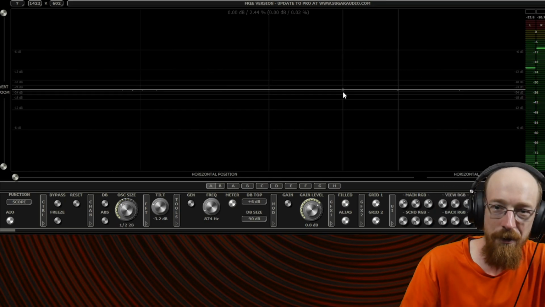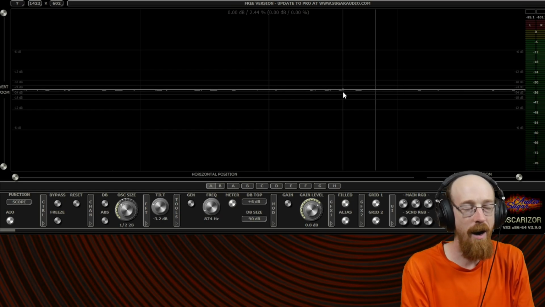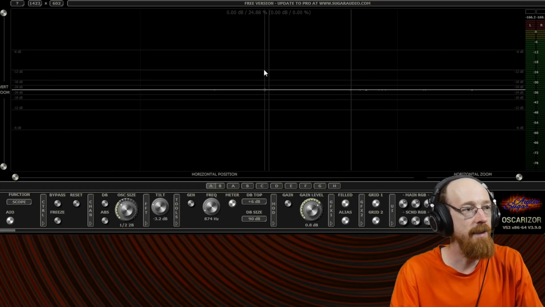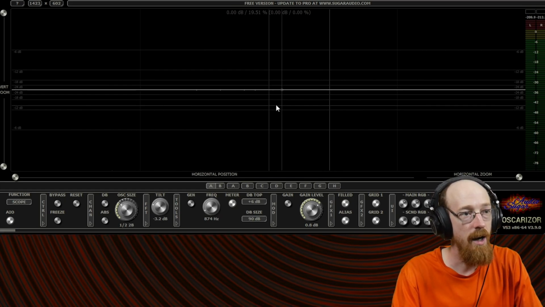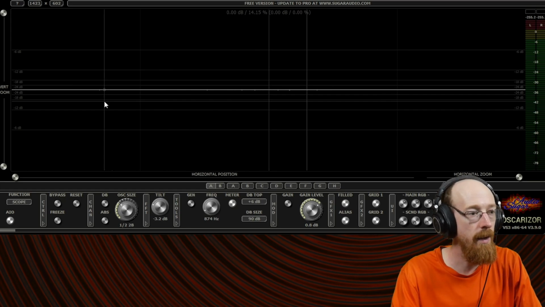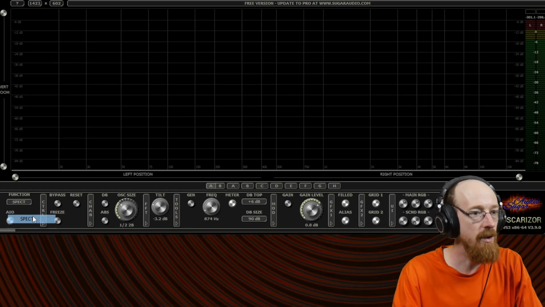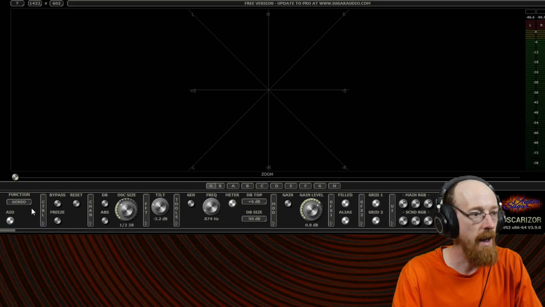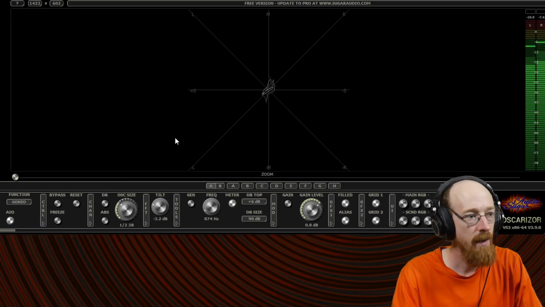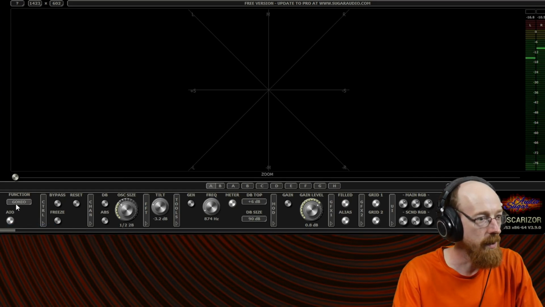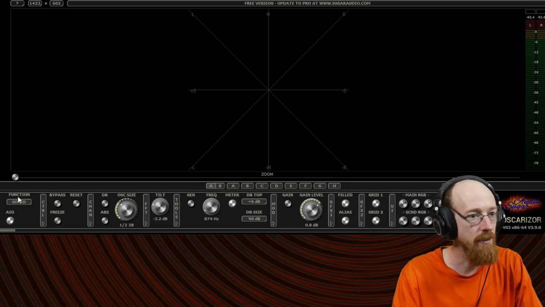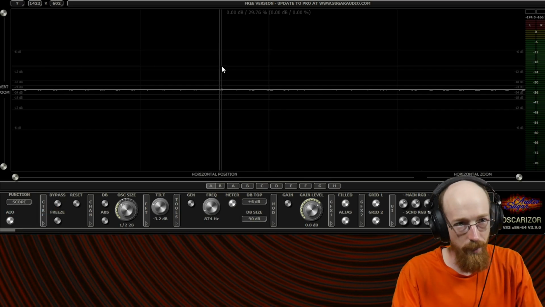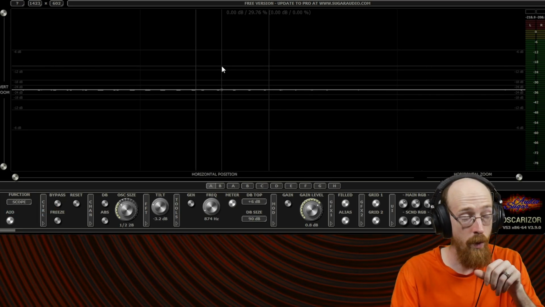We're going to be looking at Oscarizor today. It is by Audio Sugar. It is the free version of their oscilloscope. There's a pro one, and this isn't just an oscilloscope. It's also a spectrogram, and it's also a vectorscope. But they call it, I'm not sure what this stands for, but it's a vectorscope. So I'm only interested in this main scope portion of it.